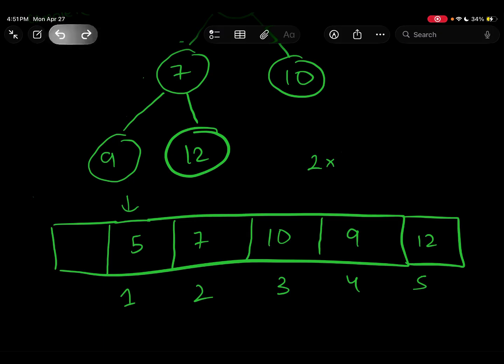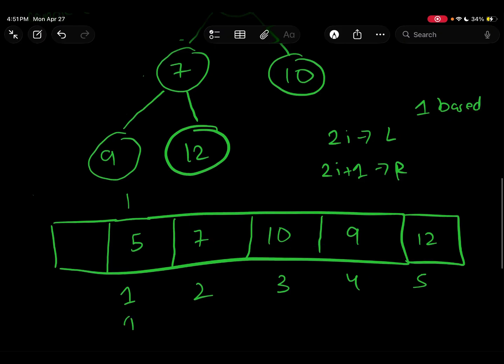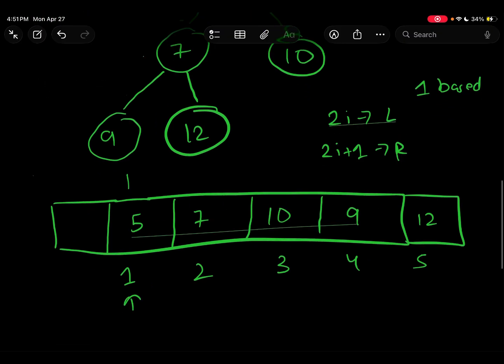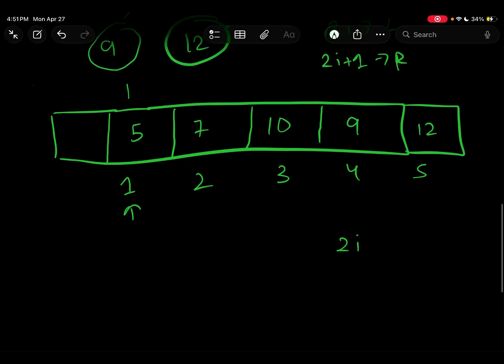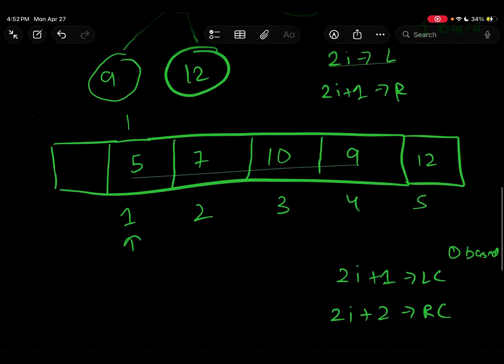So 2 times i is for the left child, and 2 times i plus 1 is for the right child, if my heap is 1 based, meaning my heap starts from index number 1. If it were to start from index number 0, the formula is 2i plus 1 for my left child and 2i plus 2 for my right child. If 0 based, okay? If my heap starts from index 0, then the formula is this, but just add a 1. That's pretty simple, and if you do the math, it makes sense.